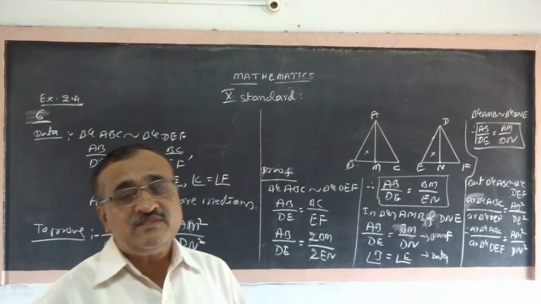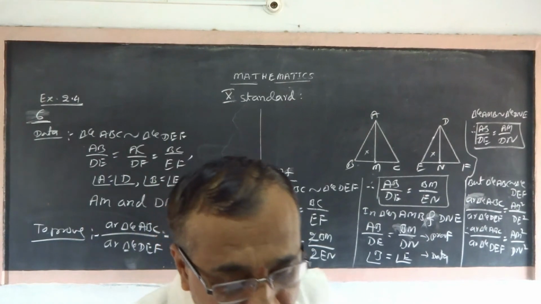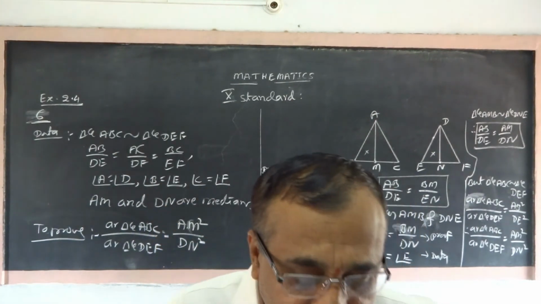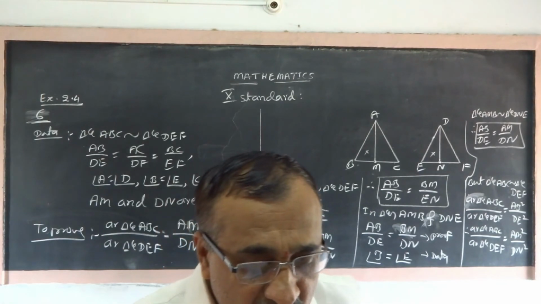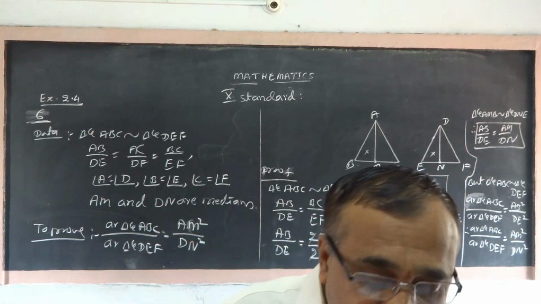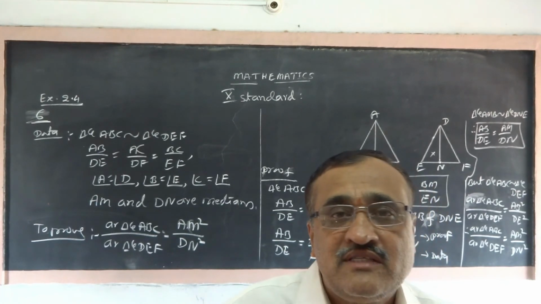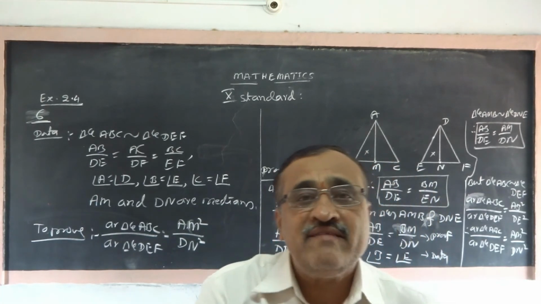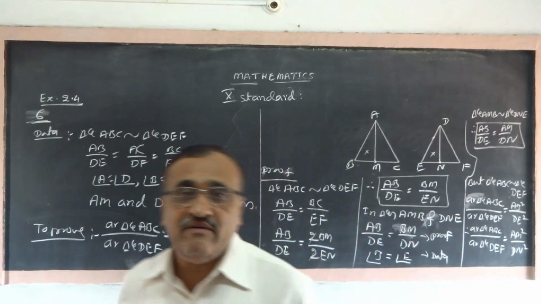Students, the seventh problem. What is the seventh problem? Prove that the area of an equilateral triangle described on one side of a square is equal to half the area of the equilateral triangle described on one of its diagonals. Try yourself. If I do everything, what will you do? You do one triangle. The 8th one, the 9th one I will discuss.